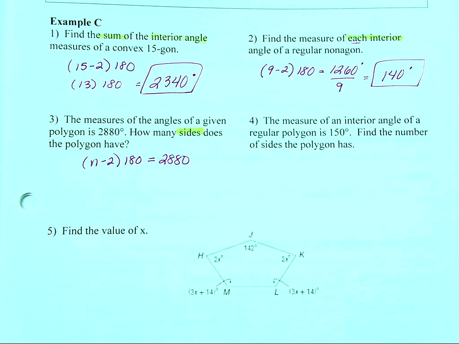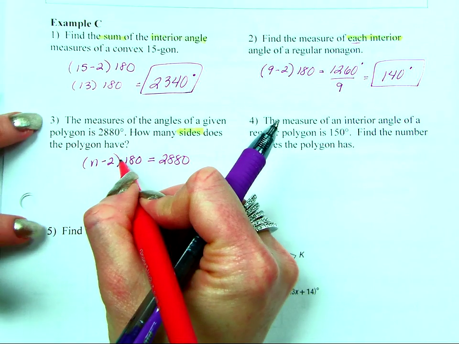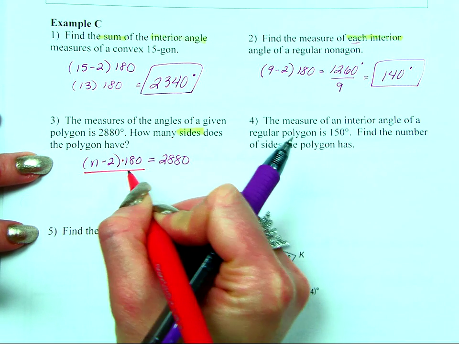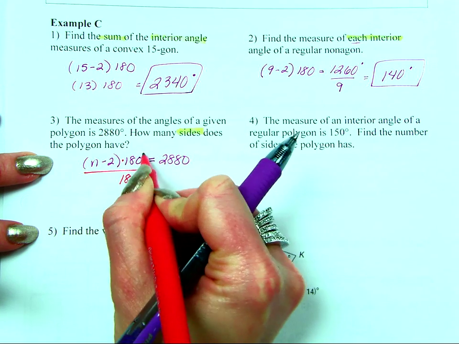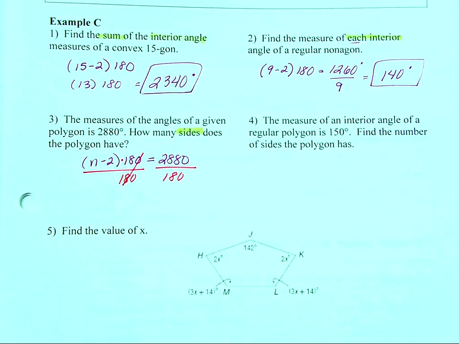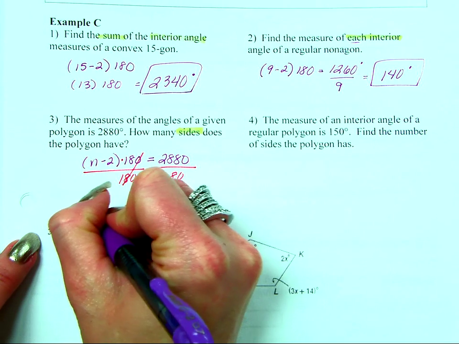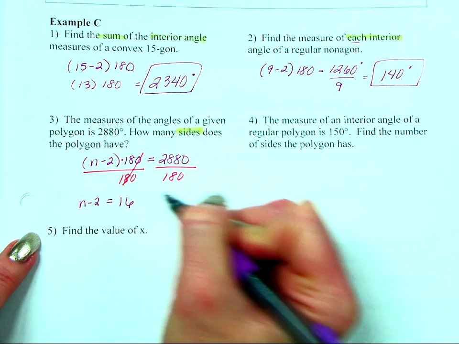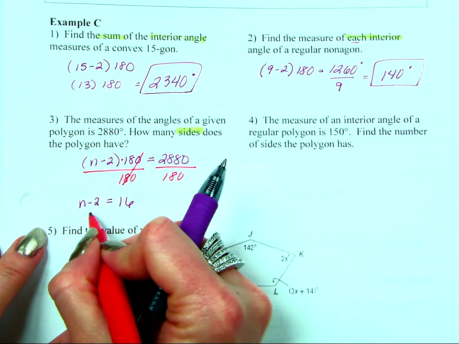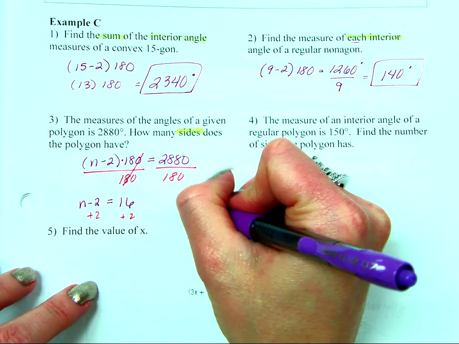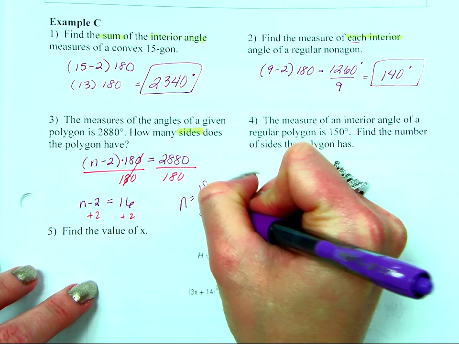Since this is going to say the quantity of n minus 2 times 180 equals 2,880, I'm going to start by dividing each side by 180. What that tells me then is that n minus 2 equals 16. Again, solving for n, add 2 to both sides, n is 18, meaning we must have 18 sides.